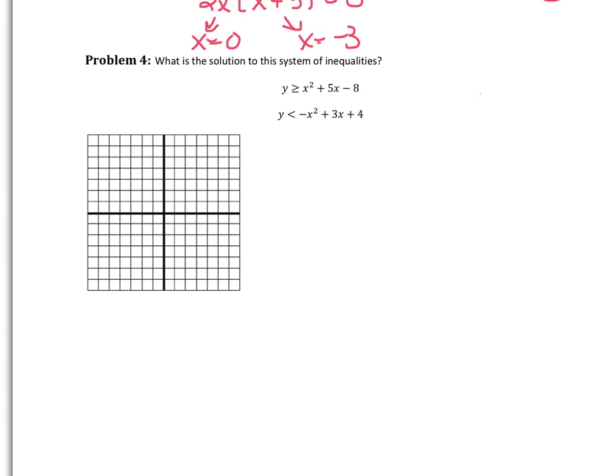Okay, so problem 4 is a little different. Here we have a solution to a system of inequalities. So we're going to graph both parabolas first, and then we're going to have to do shading. You're going to shade either inside the parabola or outside the parabola, and then our solution to this system would be any common shaded area.